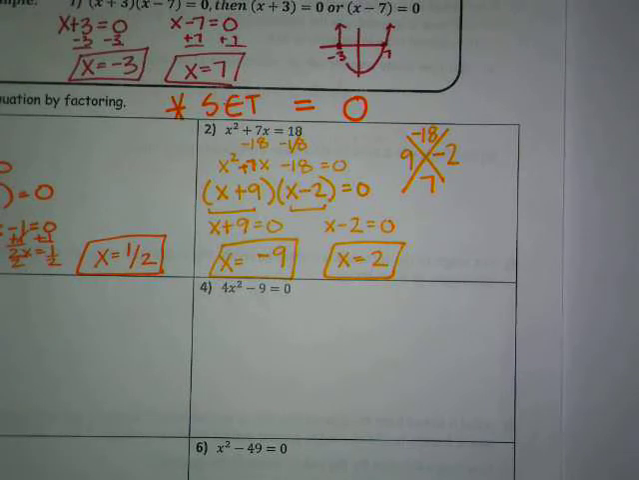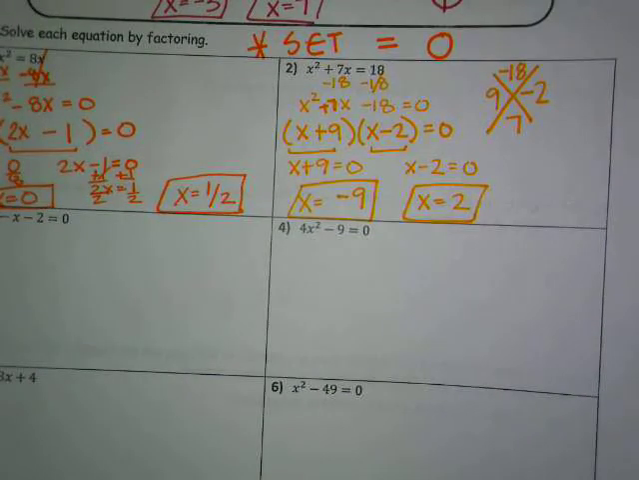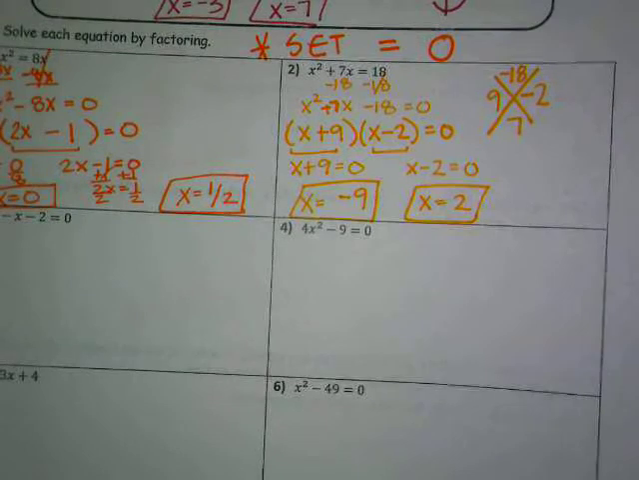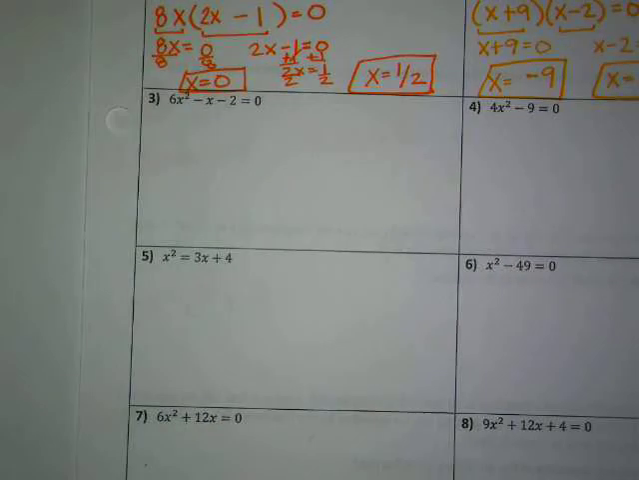Okay, jump to number 3. Wait, it's x equals 2, right? Yeah. We're good. All right. Number 3.